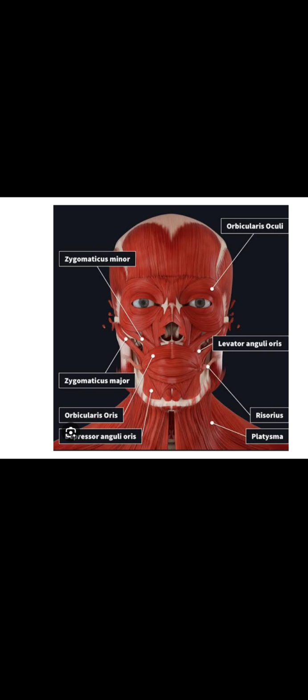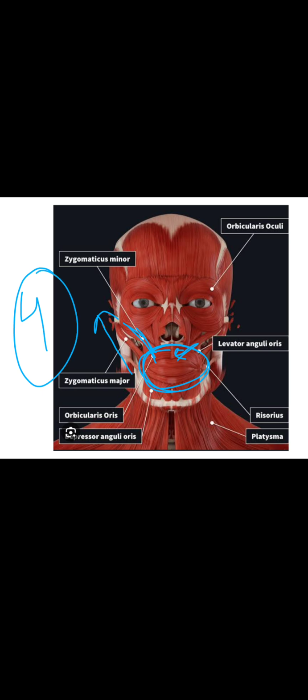Zygomaticus major was being inserted at the corner of mouth, right? But zygomaticus minor, as you can see, this is your upper lip, so it is being inserted over the upper lip. See, this is your orbicularis oris muscle, and zygomaticus minor is being inserted over here, that is, over the upper lip. Since it is inserting over the upper lip, it will elevate the upper lip.